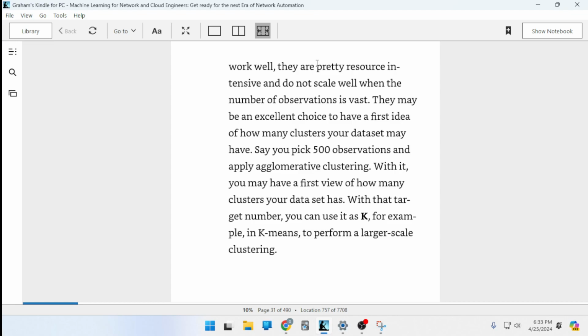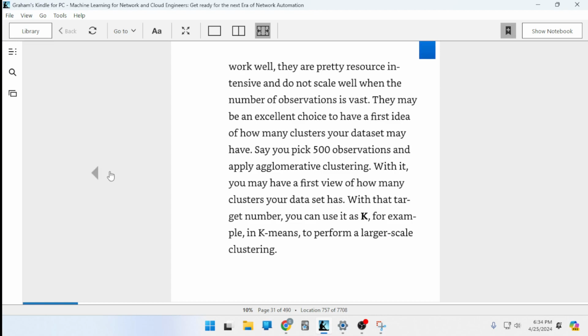While these algorithms work well, they are pretty resource intensive and do not scale well when the number of observations is vast. They may be an excellent choice to have a first idea of how many clusters your dataset may have. Say you pick 500 observations and apply agglomerative clustering. With it, you may have a first view of how many clusters your dataset has. With that target number, you can use it as K, for example, in K-means, to perform a larger scale clustering.